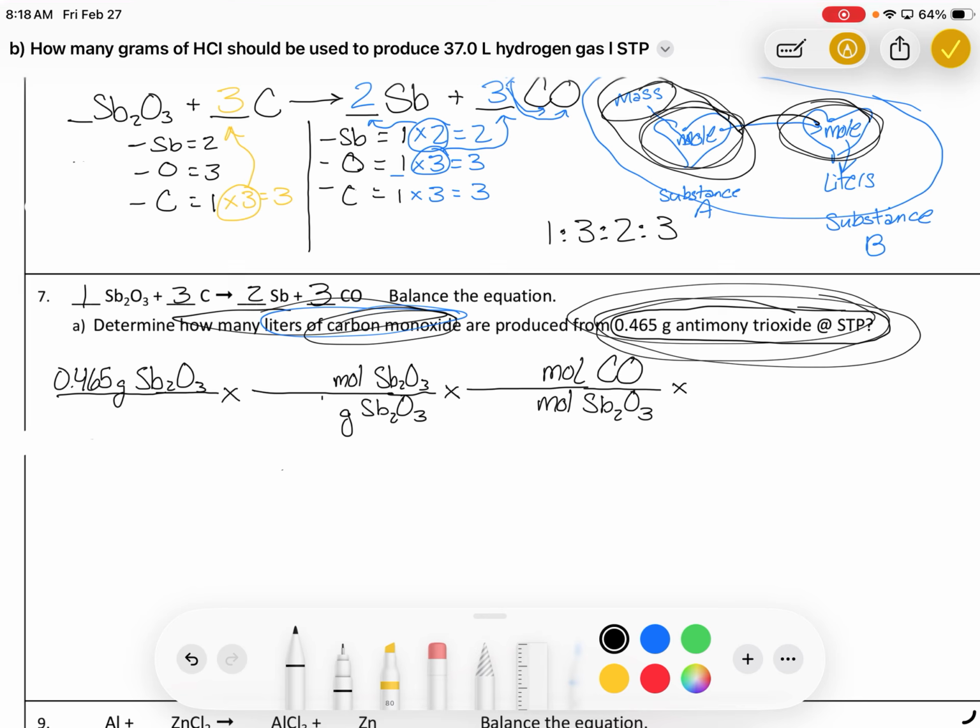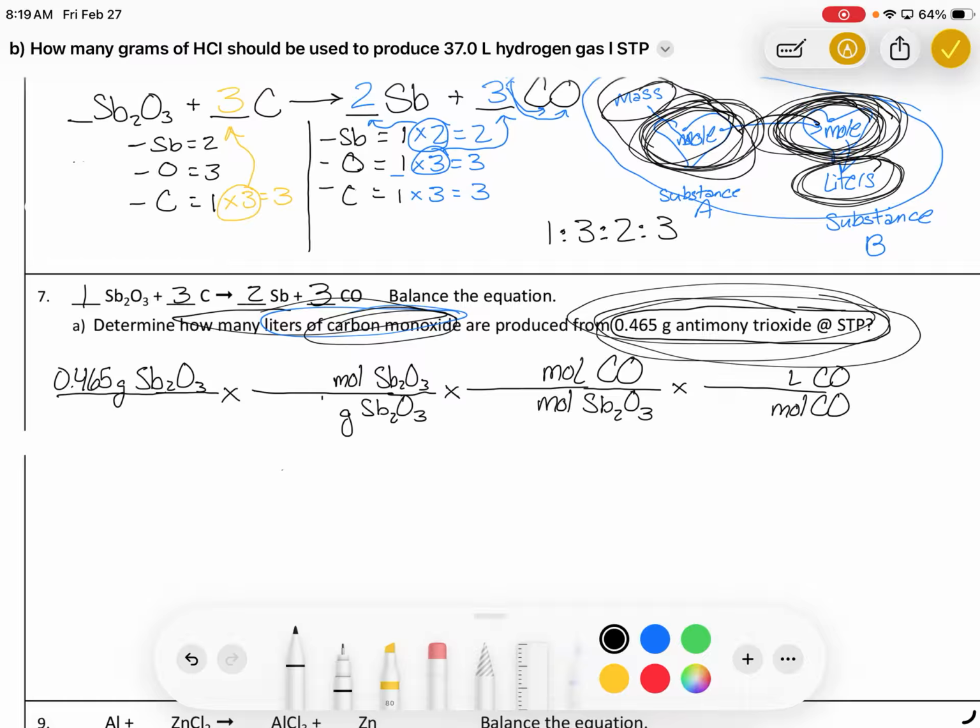So we've gone from grams to moles, from moles to moles. Now we have to do what? Moles into liters. What goes in the bottom? The same unit, moles of carbon monoxide. And we're turning moles into liters of carbon monoxide. All right, let's go ahead and fill out these numbers.